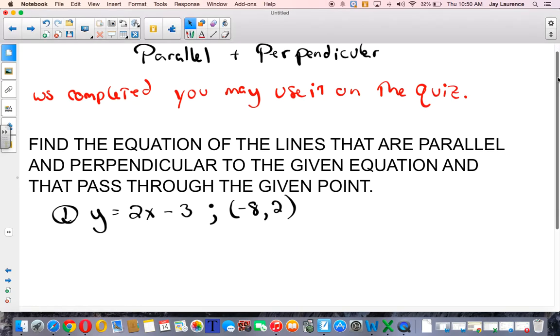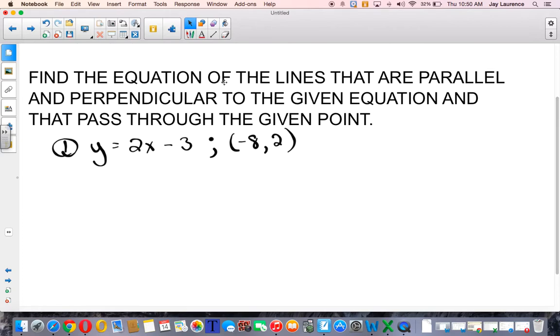So anyway, I'm going to do one problem. Find the equation of the lines that are parallel and perpendicular to the given equation and that pass through the given point. So let's do the parallel one first. In either case, I need to know the slope of this black equation. So the slope is going to be 2, right? So let's do the parallel now.